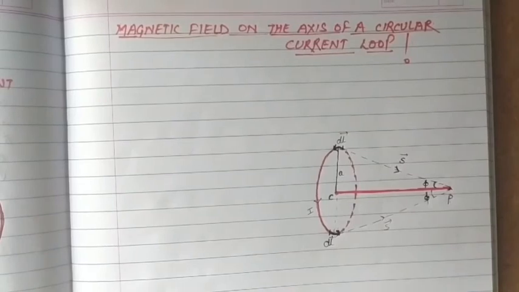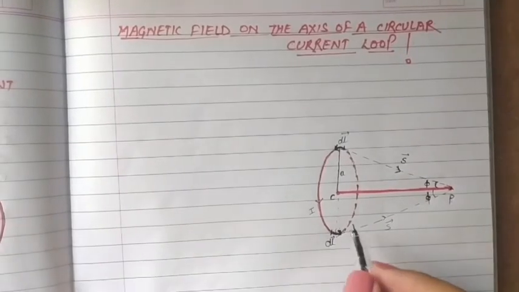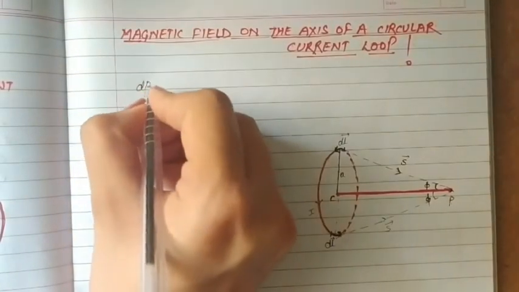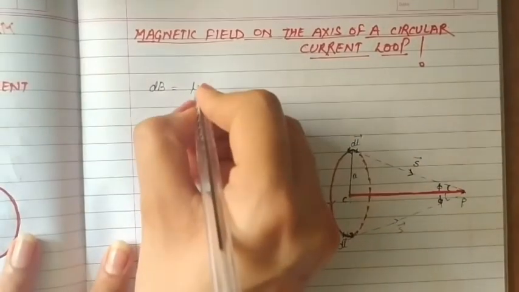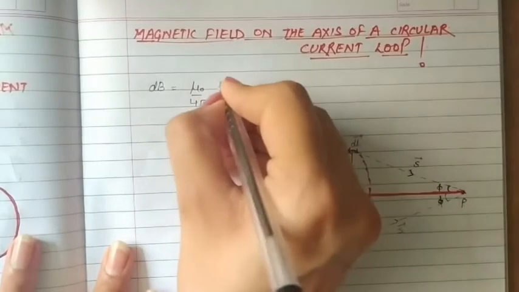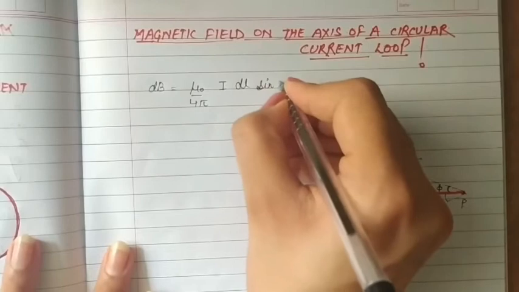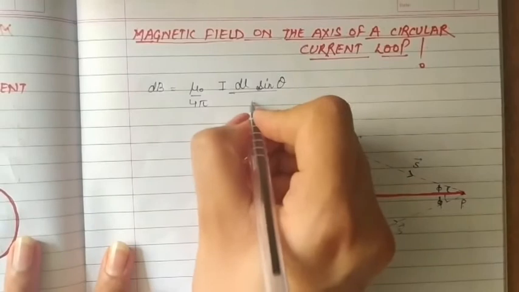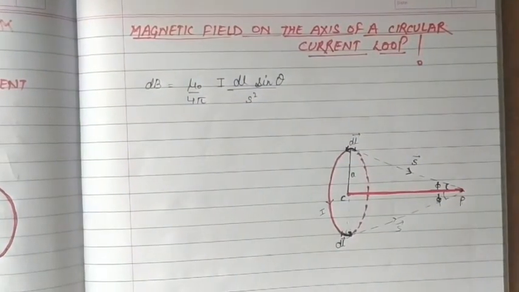So what is the magnetic field at point P because of this current element? First we are going to see that. According to Biot-Savart law, the magnetic field dB is equal to, I am writing the magnitude only, mu naught upon 4 pi I dl sine theta upon r square, but the distance is s here, so it will be s square. So mu naught upon 4 pi I dl sine theta upon s square.